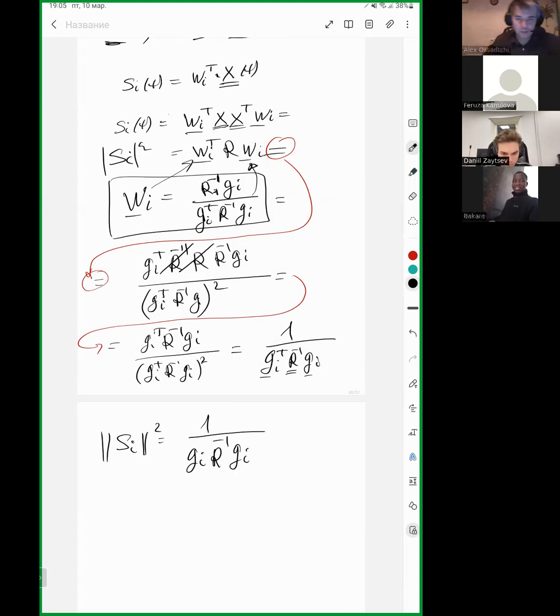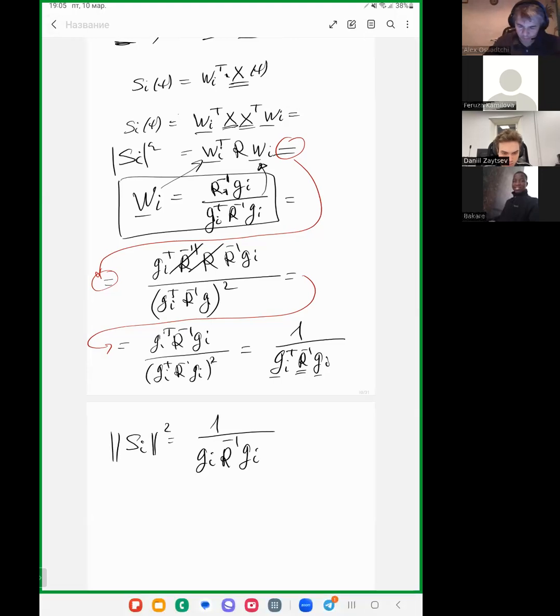You may say this looks suspicious, because we have the numerator and everything is in the denominator. I tell you yes, it may look suspicious, but if you notice here, it's the inverse of the covariance, multiplied by g_i on both sides, right? Basically you compute the norm of g_i with respect to the inverse of the covariance of your data, and you divide 1 over this.